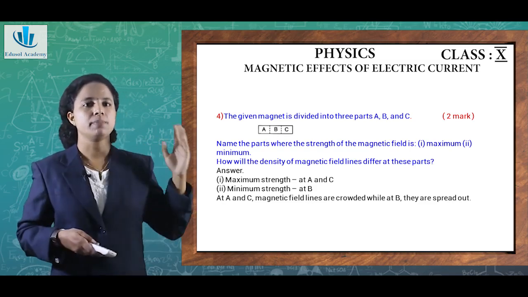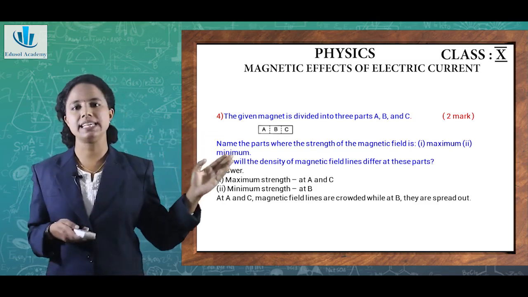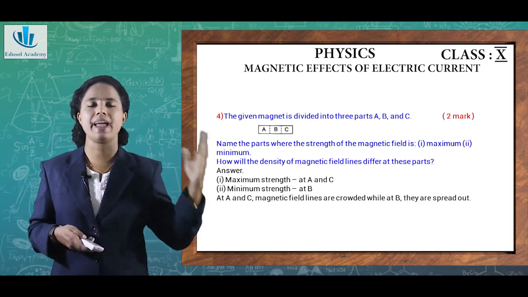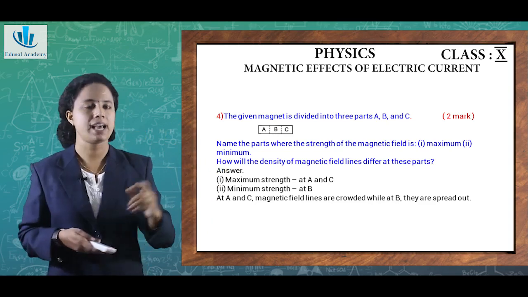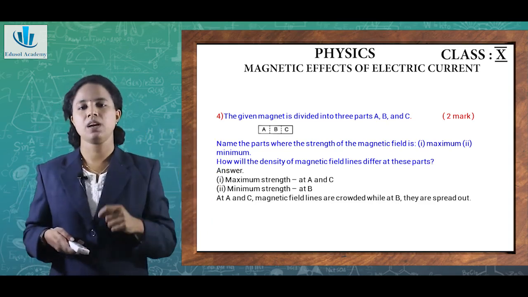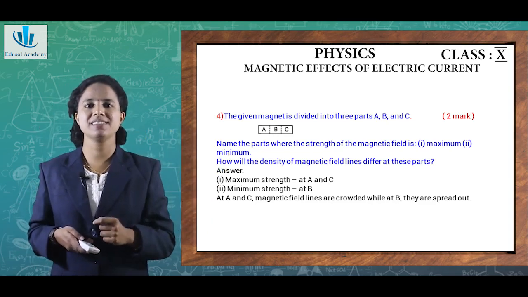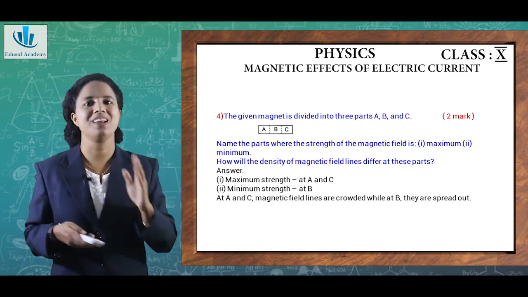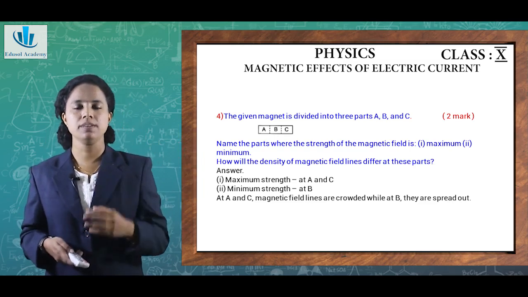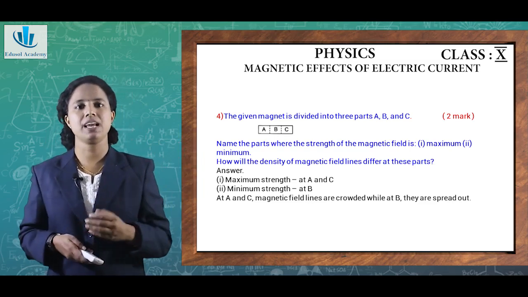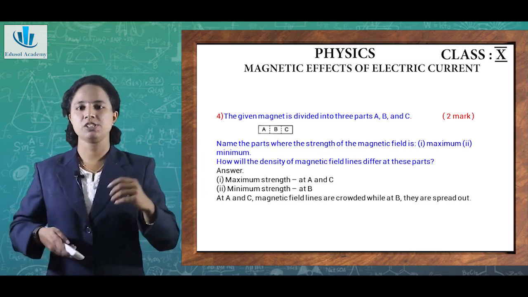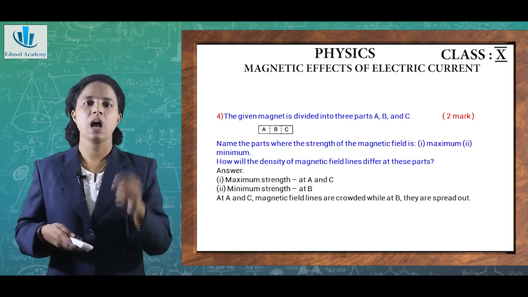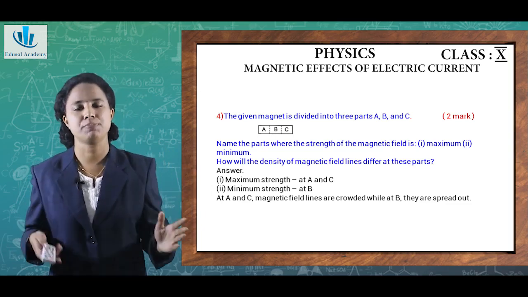You know the magnet is divided into A, B and C sections. So, the maximum strength will be at the poles or ends of the magnet, which are denoted as A and C. Where will be the minimum strength of the field lines? It will be at the center or at B in case of this particular magnet. Second question, how will the density of magnetic field lines differ at these parts? So, at A and C, magnetic field lines will be crowded, while at B, they will be spread out.